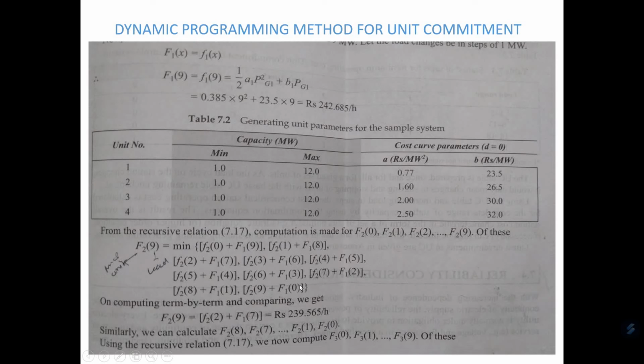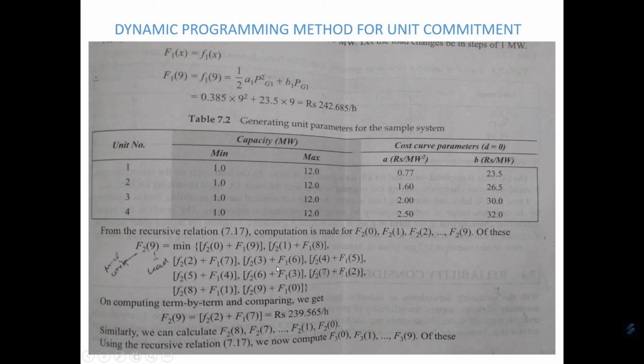That is f2 of 9 plus f1 of 0, f2 of 4 plus f1 of 5. Here we'll calculate the cost for each combination. But in the case of unit commitment, we have to select the combination which has the minimum cost. And we have to decide which combination has the minimum cost in the further steps. So by computing term by term and comparing the results, now you have the idea how to calculate the cost of f2 of 0, f1 of 9 from this fuel cost equation and combination.